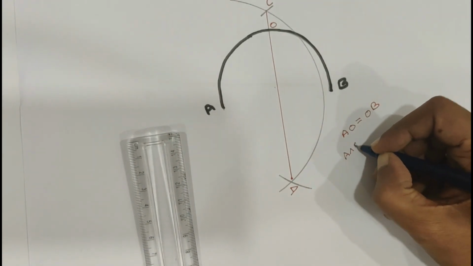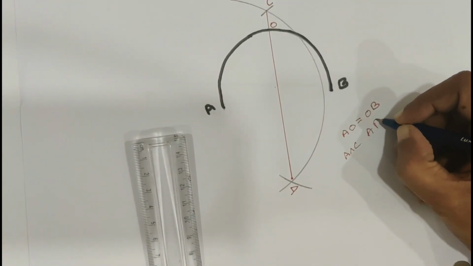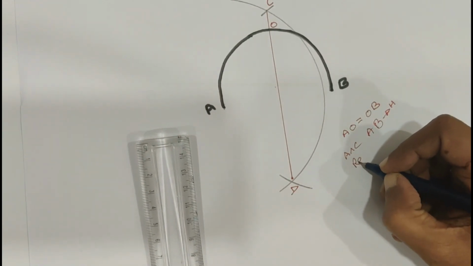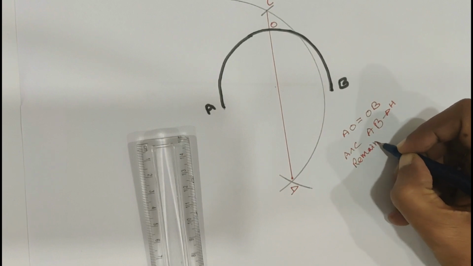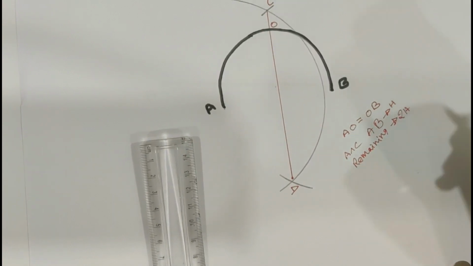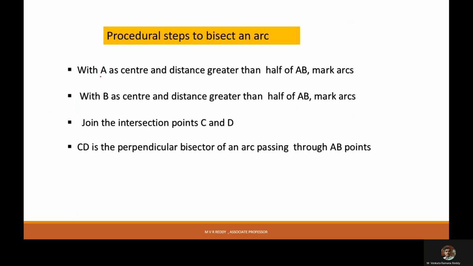Here arc AB is drawn with an H pencil, and the remaining construction part with a 2H pencil. This is the theoretical procedure for bisecting an arc. Now we'll move towards bisecting an angle.